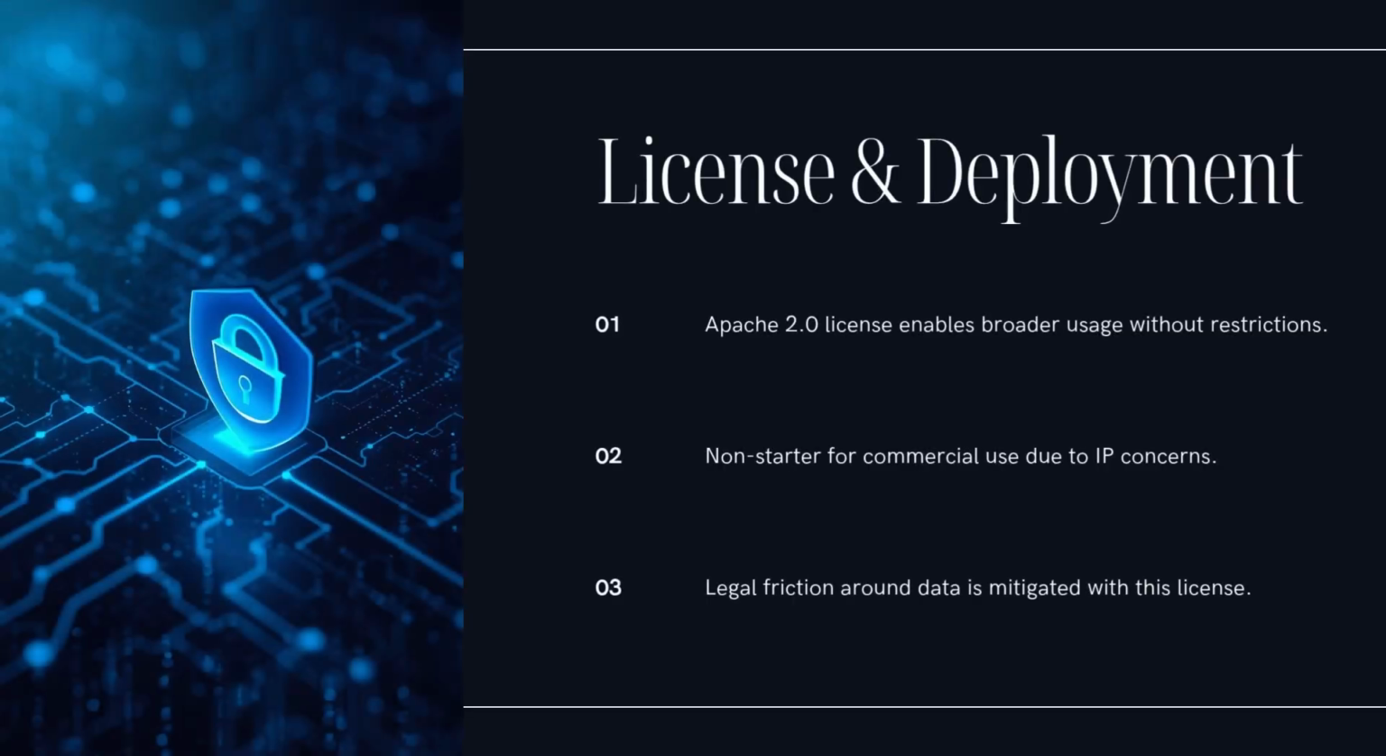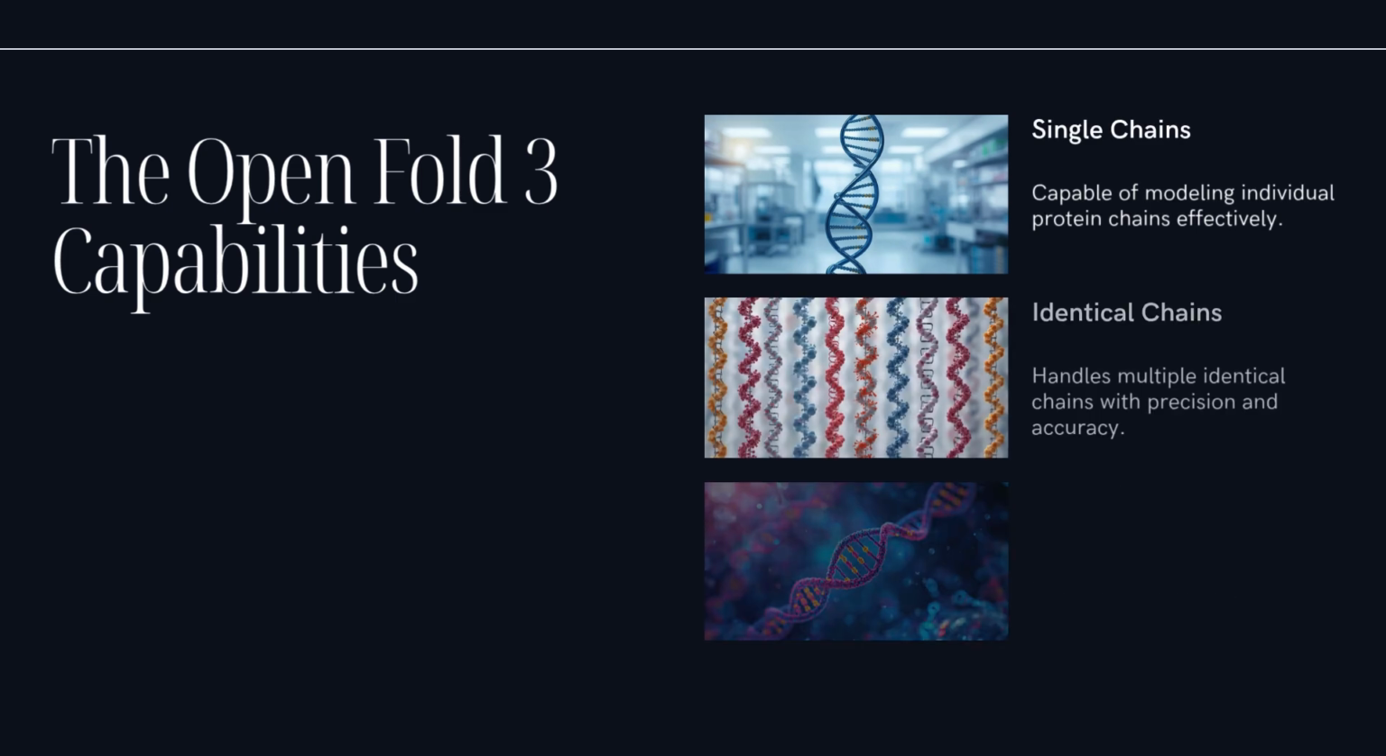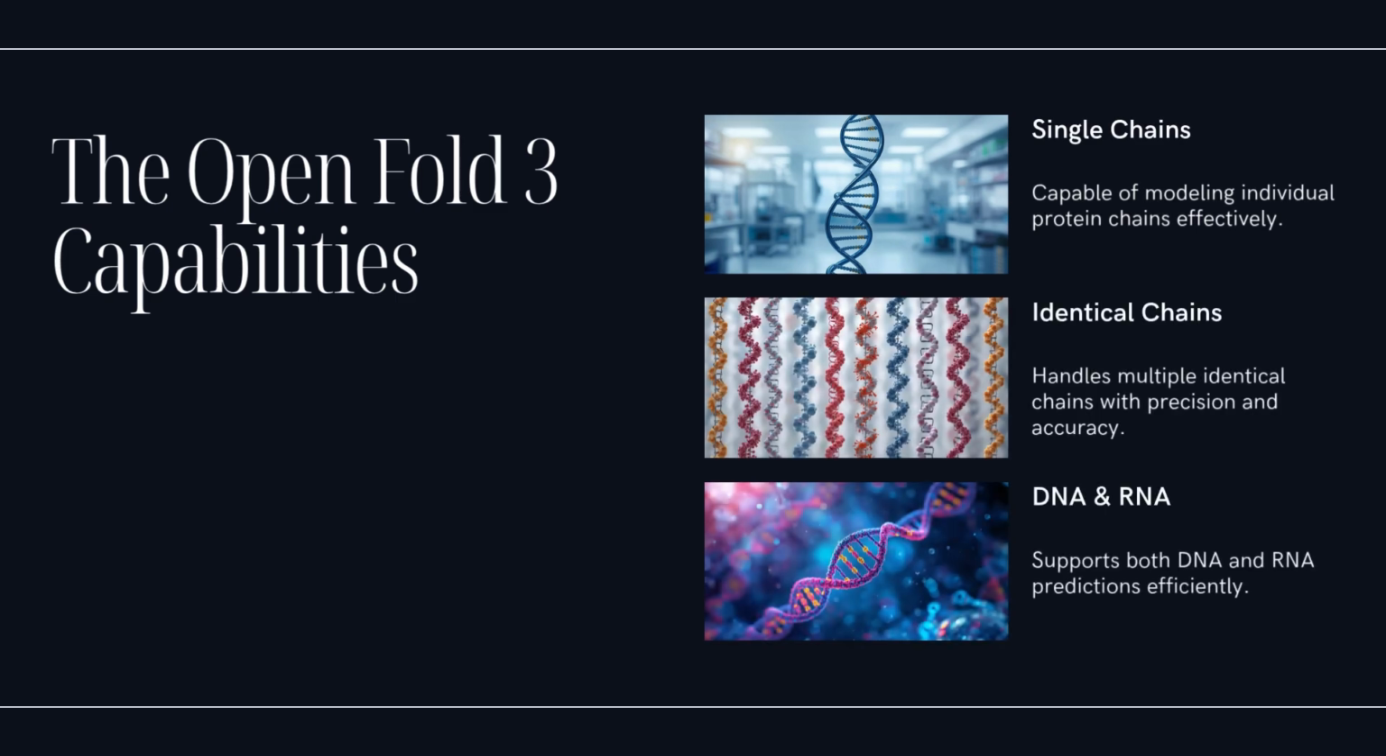And there are two things that jump out immediately, especially for folks in industry or maybe bigger academic labs. The license and deployment. Oh, absolutely. The Apache 2.0 license is huge. That's often a non-starter for commercial use if it's more restrictive. Right. IP concerns, legal friction around your data. Exactly. Apache 2.0 basically removes those headaches. And then there's the deployment path through NVIDIA NIM, which makes it simpler to get running. It really sets OpenFold3 up as a viable alternative you can actually use without jumping through hoops. Okay, so it lowers that barrier significantly, lets you focus on the science.